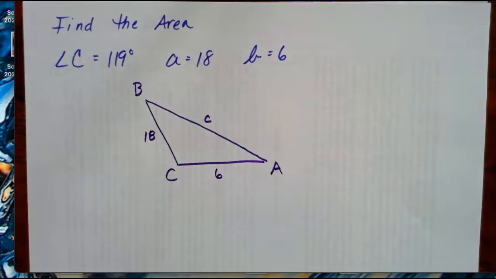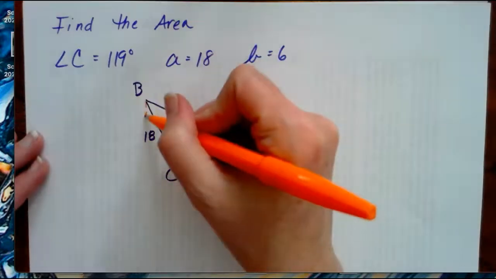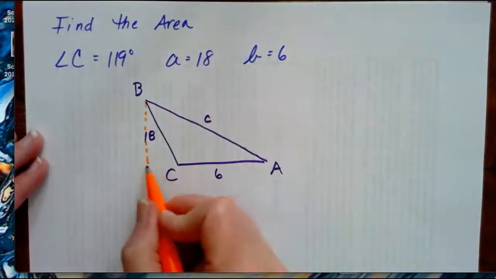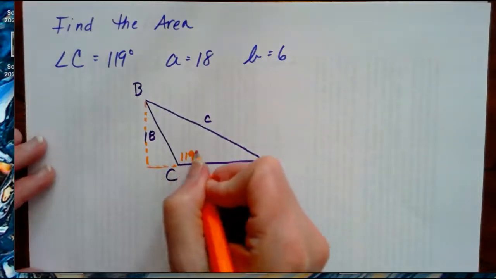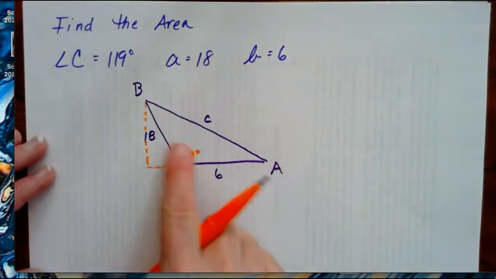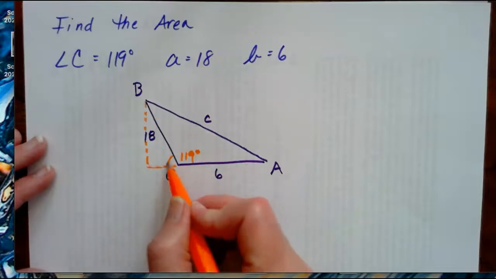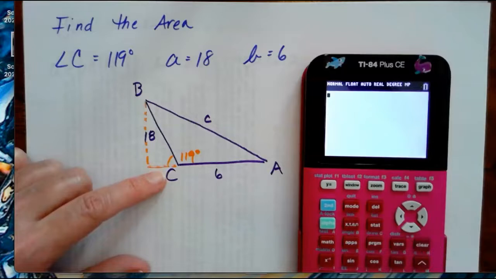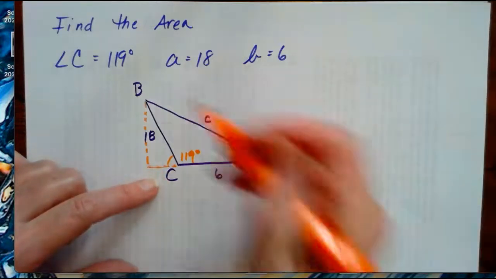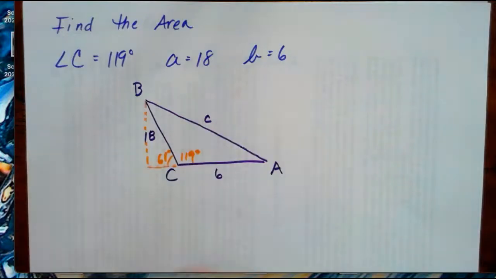Now, if we have an obtuse triangle, it's probably going to be necessary for us to drop an altitude on the outside. So I am going to drop that altitude right here and extend the base. Now remember, this is 119. So if angle C in the interior is 119, angle C in the exterior will simply be the supplement of 119. So 180 minus 119 is 61. So we have a 61 degree angle.